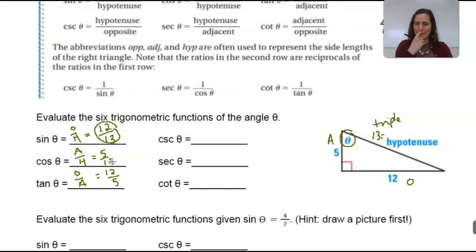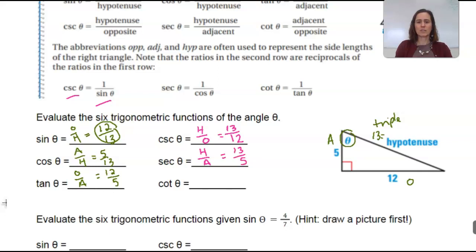Okay? Now, as we recall, we have the cosecant, which is the reciprocal of sine. So it would be hypotenuse over opposite. So 13 over 12. For secant, we would have hypotenuse over adjacent because it's the reciprocal of cosine, and that would be 13 over 5.